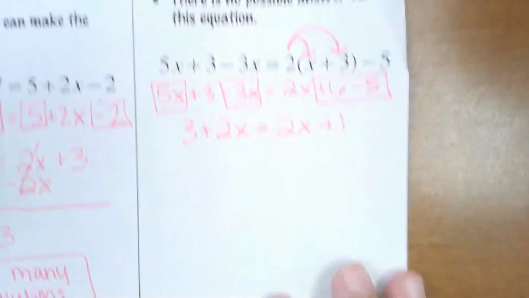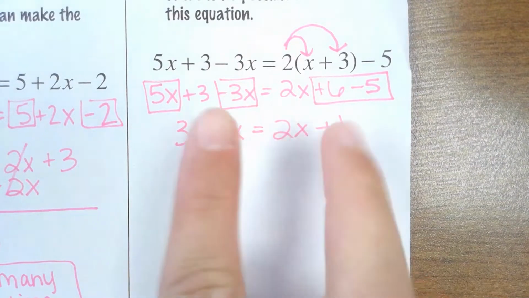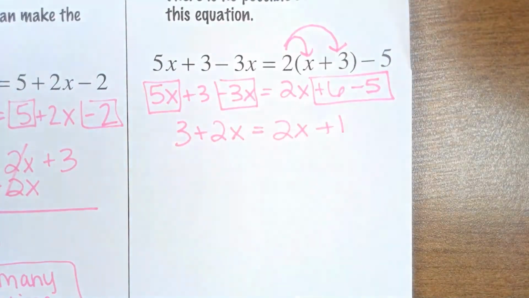And then again, guys, from here, I know that I'm going to get no solution because I have the same coefficient, different constants. But I'm going to go ahead and finish solving this just so that you guys can see the A equals B format.